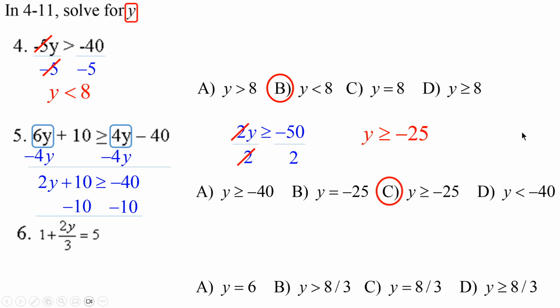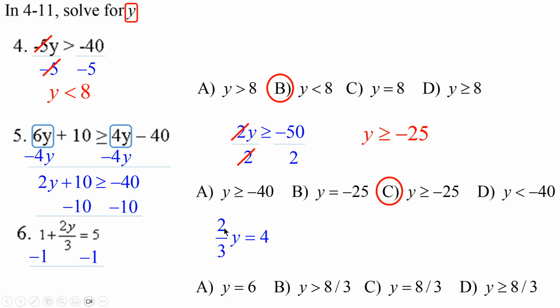C. Now, number 6. Well, let's get rid of that 1 right there. So let's subtract 1 from both sides. All right, and I'm left with 2/3 y. Look at how I write this to make things easier. You don't have to do that, but it sure makes it easier for me. And on the right, I have 5 minus 1, which is a 4.